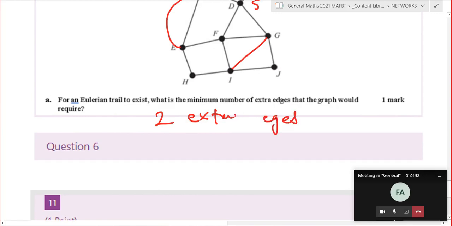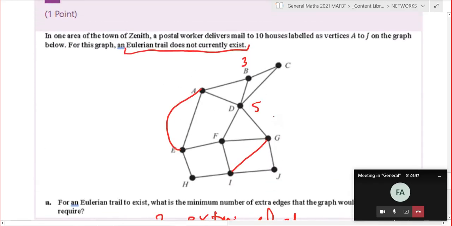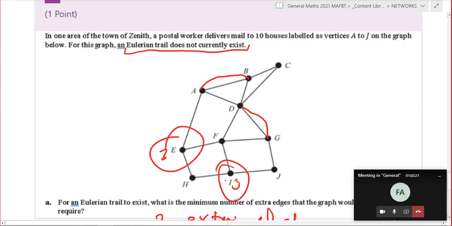And now you can add them anywhere. It doesn't have to be where I've added them. For example, I could have added one between D and G, and that will make them even, and I could have done one between B and A, and that'll make them even. But the idea is, it's just asking how many edges you have to add to make this a Eulerian trail, which means having 2 vertices that are odd.